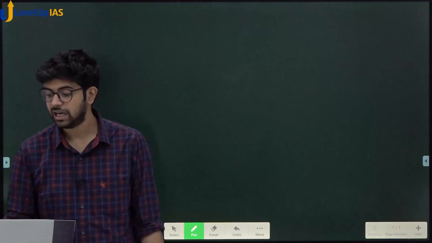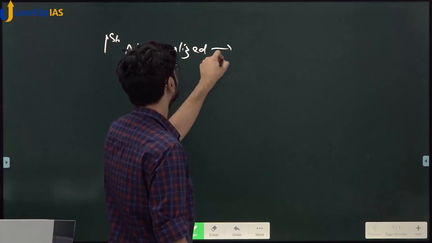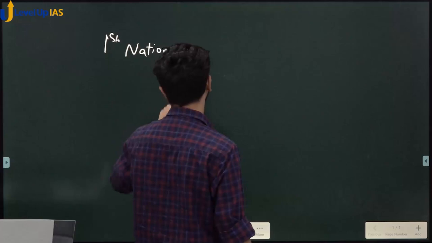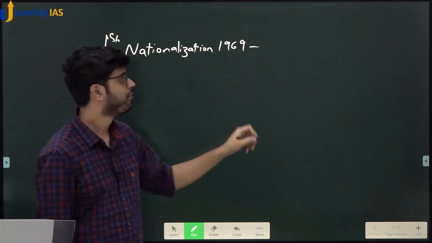So the first nationalization happened in 1969. Can you guess how many banks were nationalized? See, there are hardly 21 banks today. First nationalization happened in 1969 when 14 banks were nationalized. So the Banks Nationalization Act was passed. Banks Nationalization Act 1969.